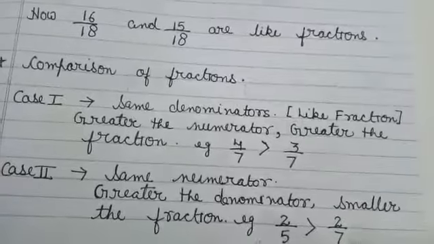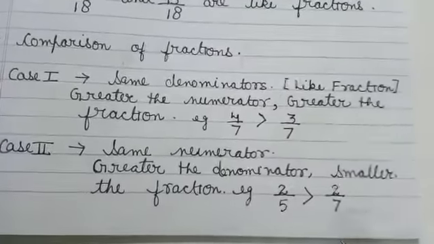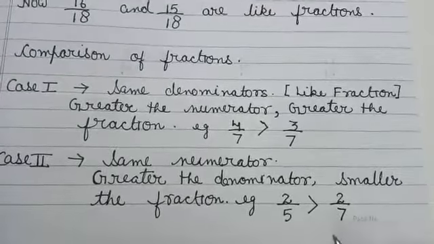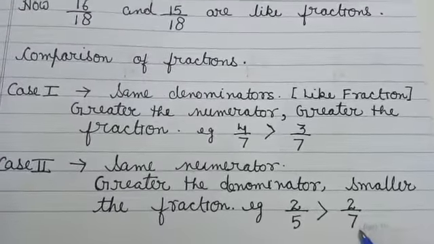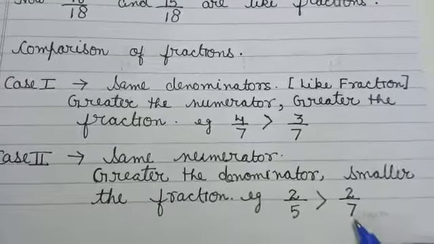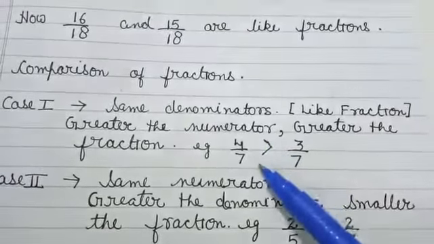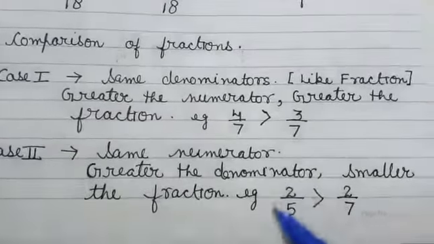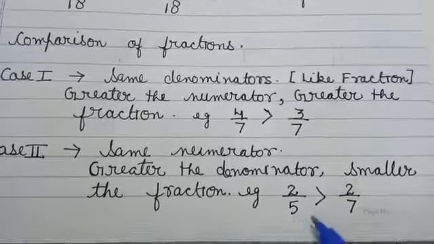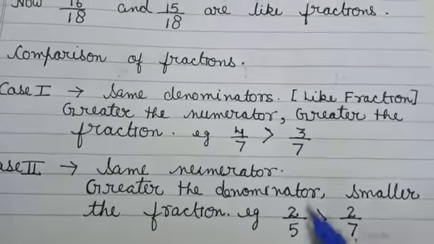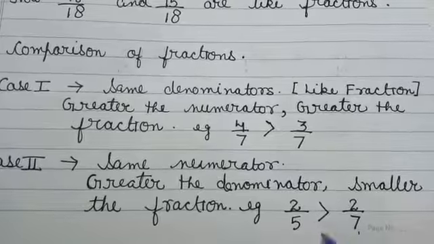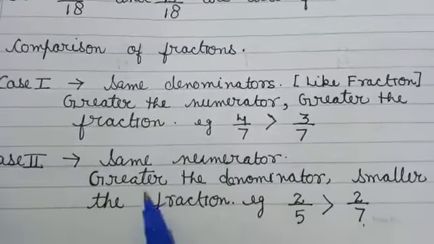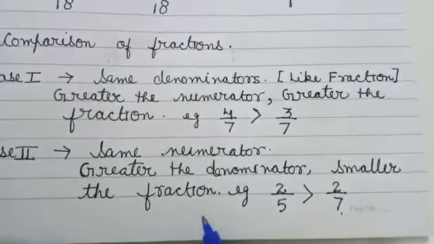Suppose in any question the denominators are different, but you see the numerators are the same. In that case, keep in mind, class, the greater the numerator, the bigger the fraction. But if the numerators are the same, that fraction will be bigger whose denominator is smaller. Means 5 is smaller than 7, so this fraction is greater than 2 by 7. This is reversed here. So keep in mind, the greater the denominator, the smaller the fraction.